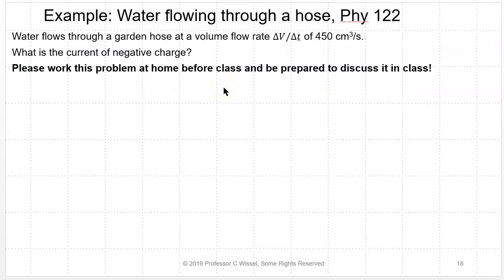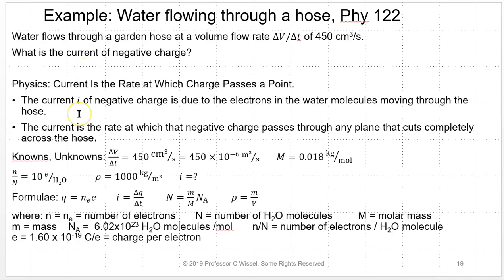Okay, water flowing through a hose for an algebra-based Physics 122 student. Water flows through a garden hose at a volume flow rate of delta V over delta T of 450 cubic centimeters per second. What is the current of negative charge? The physics of this is the current is the rate at which charge passes a point. The current I of negative charge is due to the electrons in the water molecules moving through the hose. The current is the rate at which that negative charge passes through any plane that cuts completely across the hose.